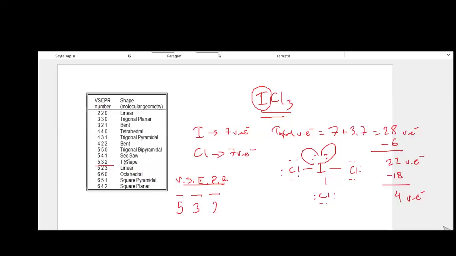If you look at the table, it has a T-shaped molecular geometry. So right now we know that it has a T-shaped molecular geometry. In addition to this, as you can easily realize, the central atom has lone electron pairs on it. That's why we can easily realize that it is a polar molecule.